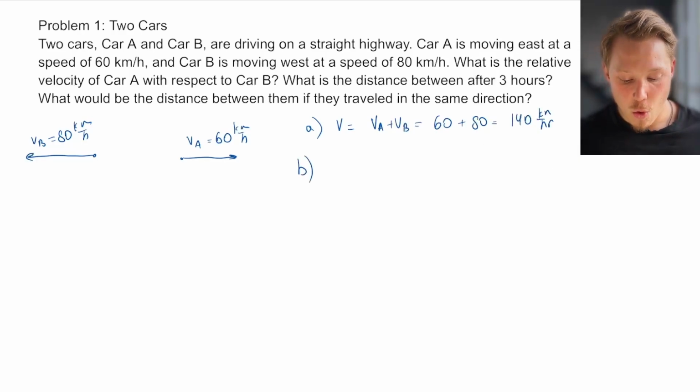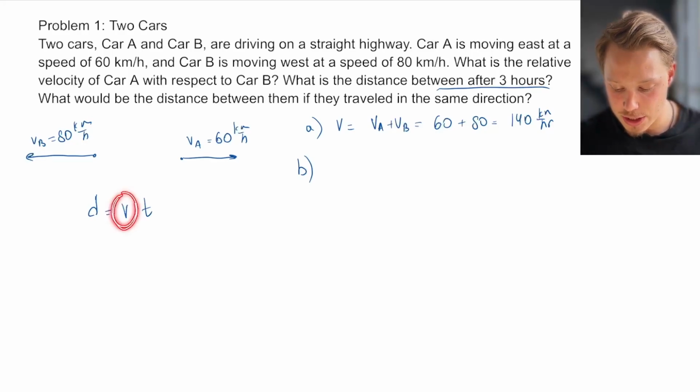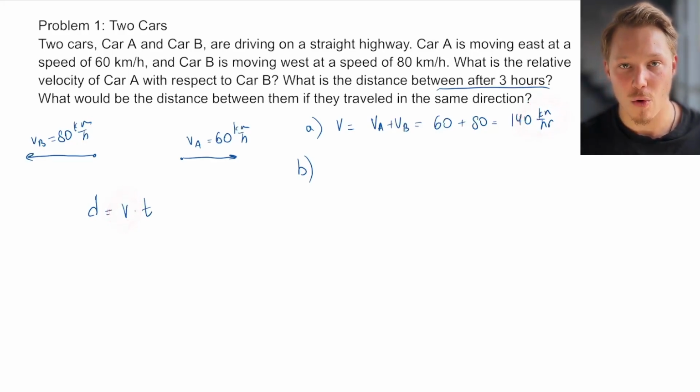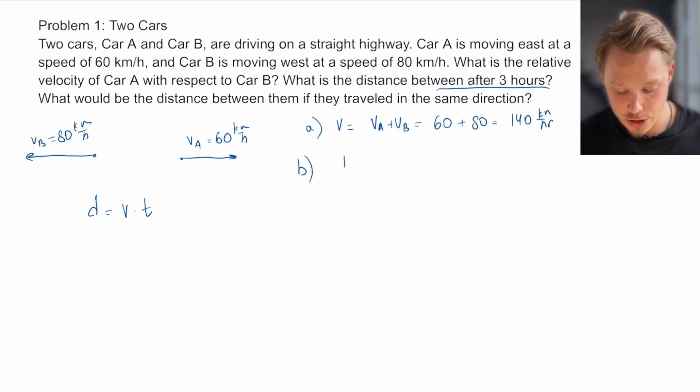Finally, what is the distance between them after 3 hours? Now, we can simply use the formula distance is equal to velocity times time. And the velocity we're going to be using here is the velocity that we just calculated, 140 kilometers an hour. Therefore, distance is equal to velocity times time, or 140 times 3 hours, which is equal to 420 kilometers.